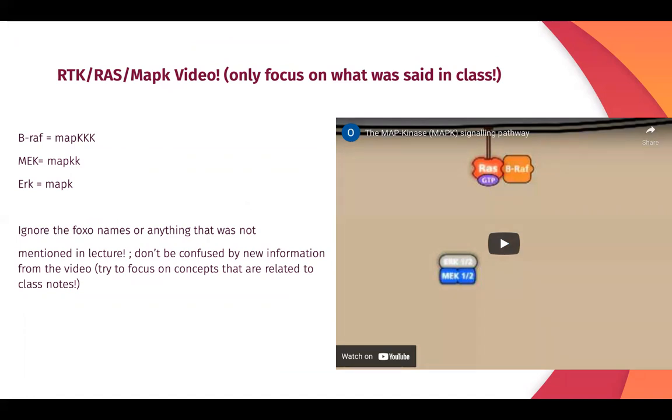The note on this slide is don't ignore anything like the FOXOs and things. There are other classes where you could talk more in depth about that, but just pay attention to what we talked about in class. And this has BRAF is MAPK3, MEK is MAPK2, and ERK is MAPK.